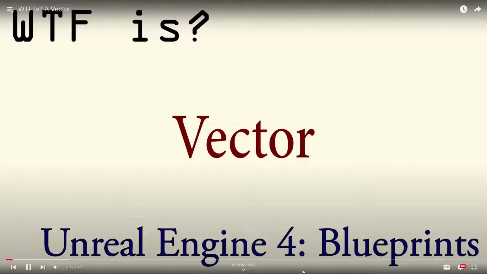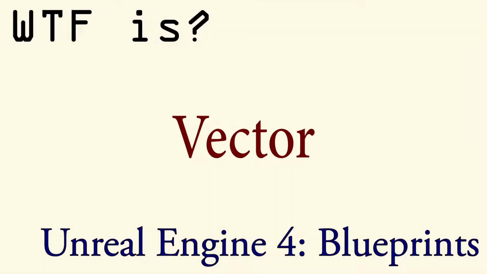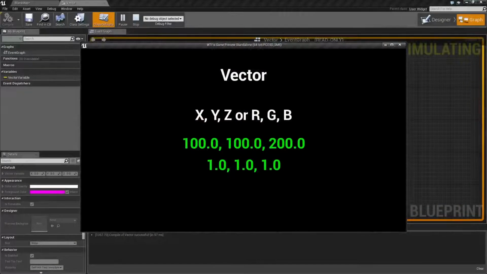Welcome to the video for what is a vector. Vector data is a collection of 3 float values stored in one variable. Depending on the use, this is commonly referred to as X, Y, Z, or RGB. If you're looking to store a 3D representation of something, then a vector is normally what you're looking for.